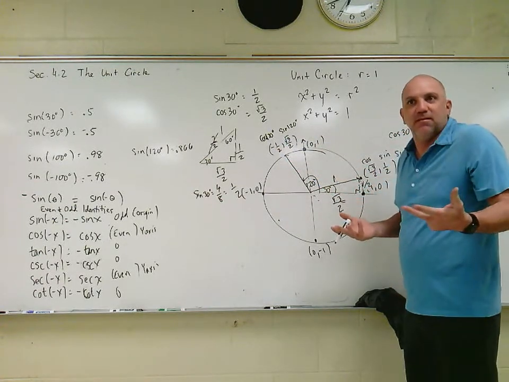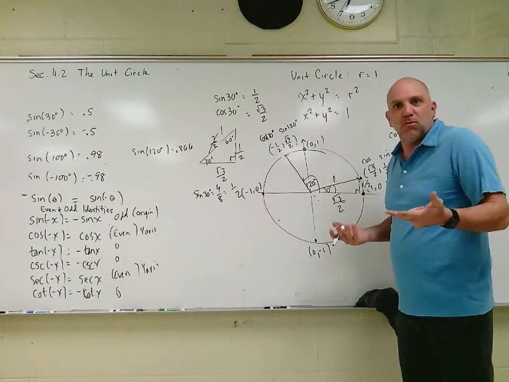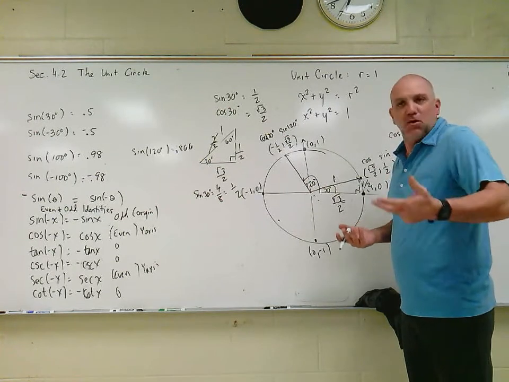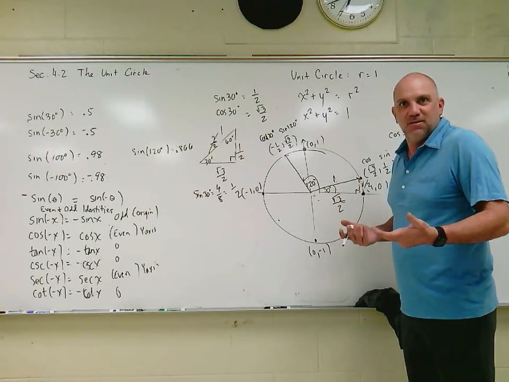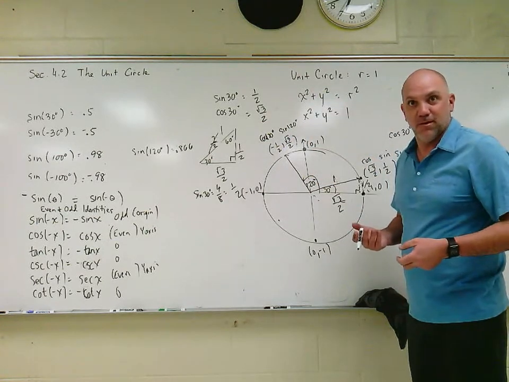What's the secant? Take your cosine and flip it. So what's secant? -2. Very good. What's cosecant? Take your sine and flip it. 2 over square root of 3.